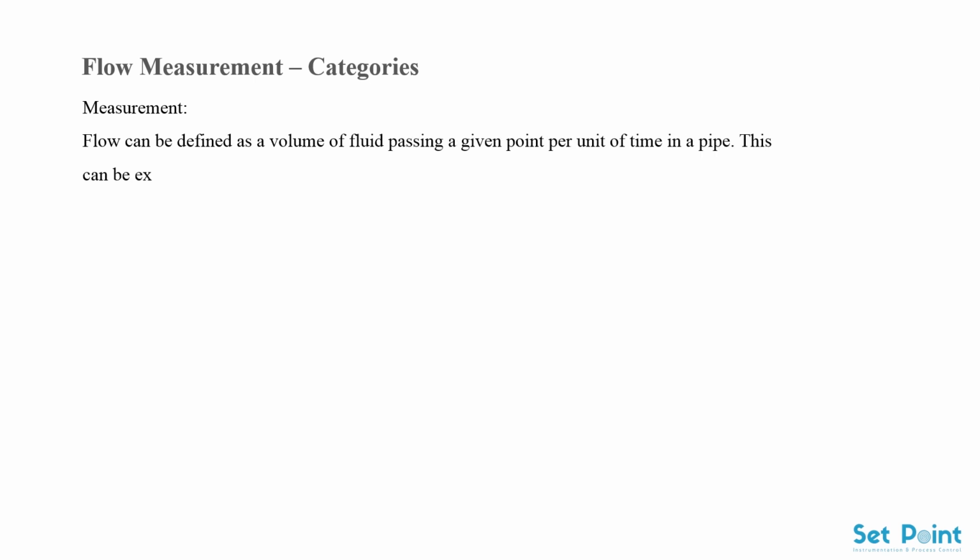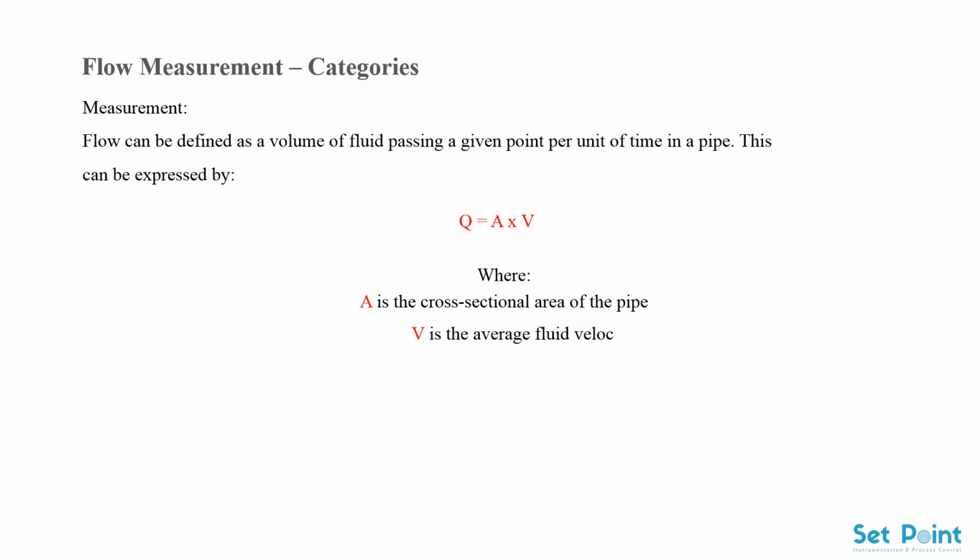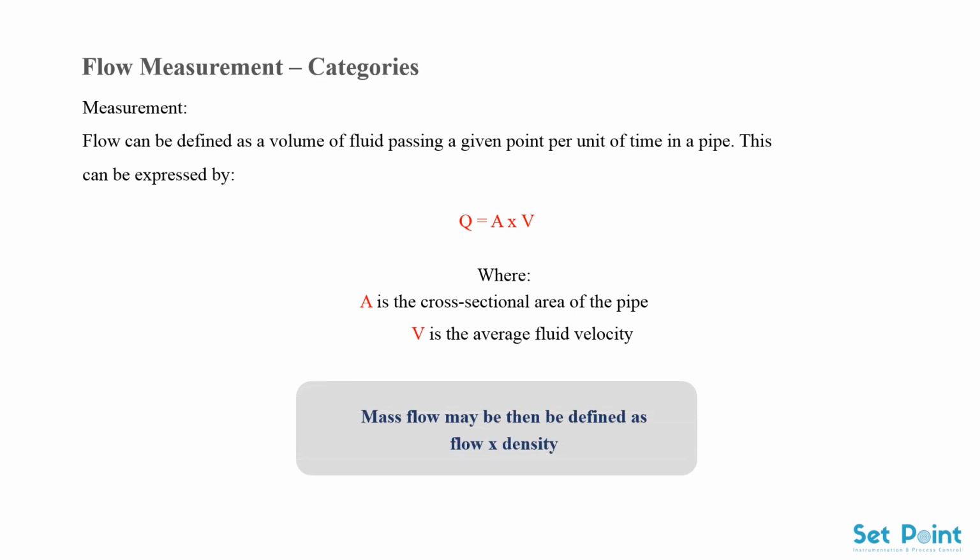Flow can be defined as a volume of fluid passing a given point per unit of time in a pipe. This can be expressed by Q equals A multiplied by V, where A is the cross-sectional area of the pipe and V is the average fluid velocity. Mass flow may then be defined as flow multiplied by density.